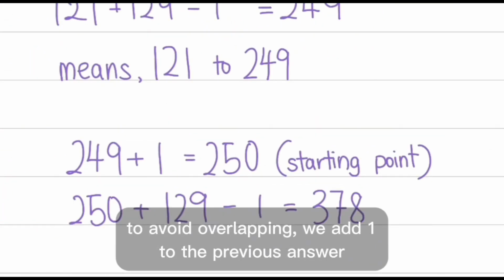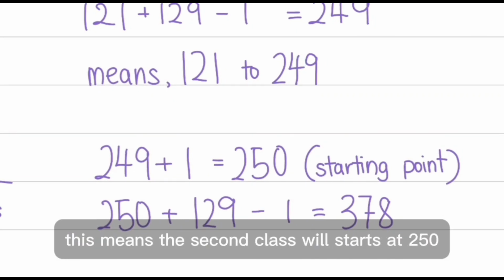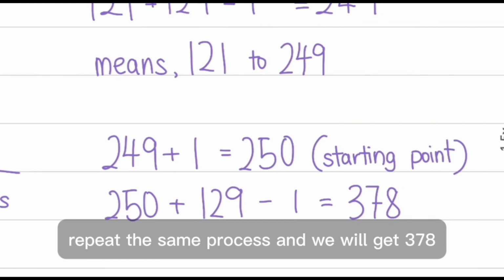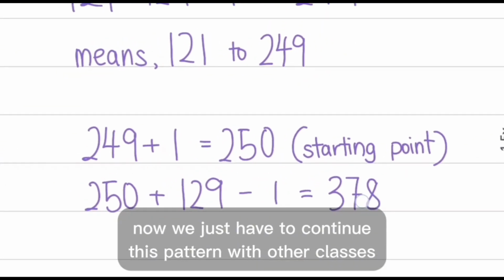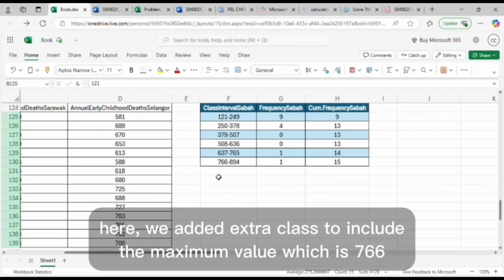To avoid overlapping, we add 1 to the previous answer before building the next class interval. This means the second class will start at 250. Repeat the same process and we will get 378. Now we just have to continue this pattern with the other classes. The intervals will look like this. Here we added an extra class to include the maximum value, which is 766.